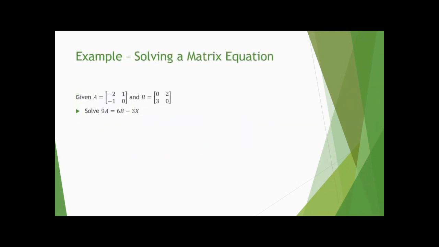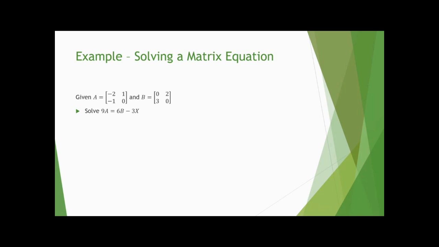Okay, so this is a little side thing that you don't actually need to know for any of the homework, but I think it's really neat, a way to show you how matrices are just like regular solving. We have 2 matrices here, A and B. They're both 2 by 2 matrices because those are the easiest to work with. We have this equation, but instead of variables, they're matrices: 9A equals 6B minus 3X. You want to solve this, and you're looking for the matrix X.